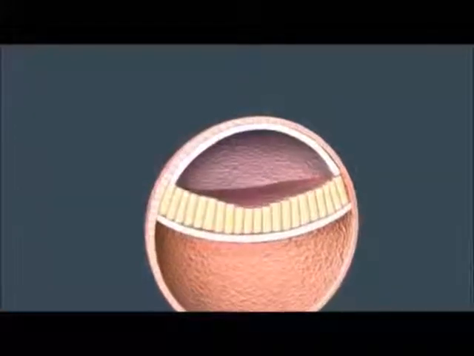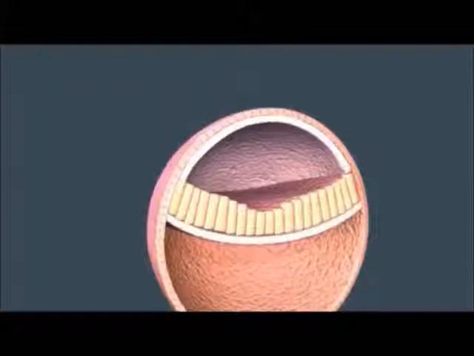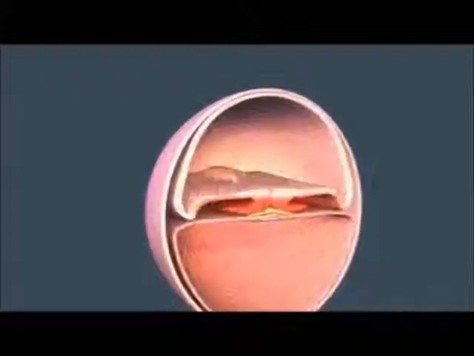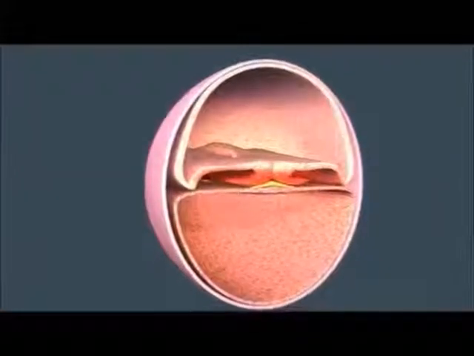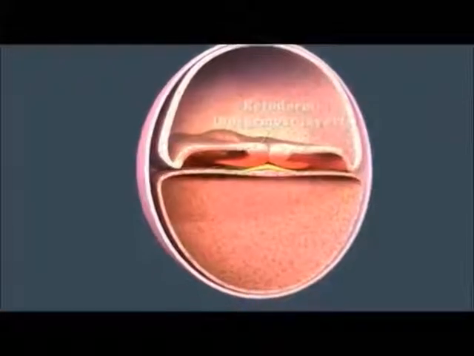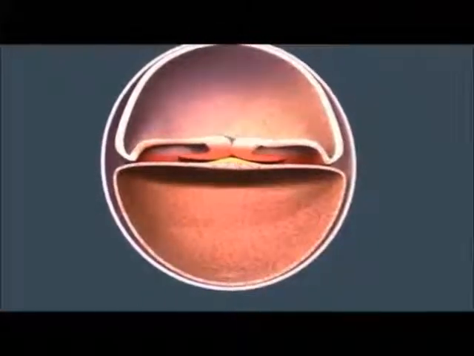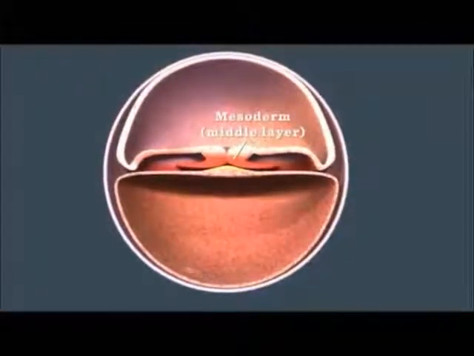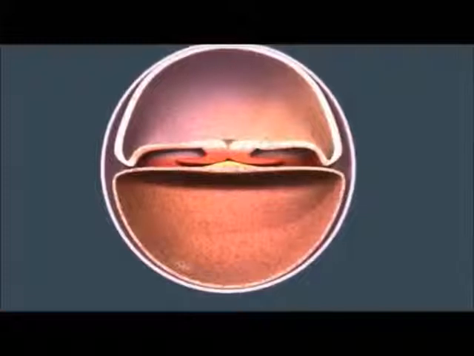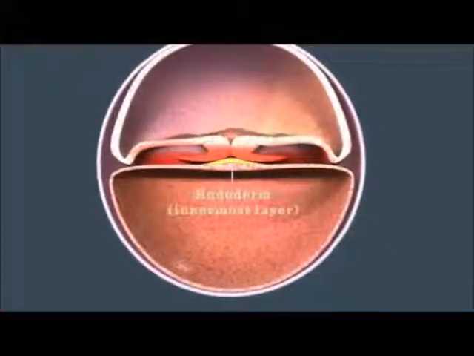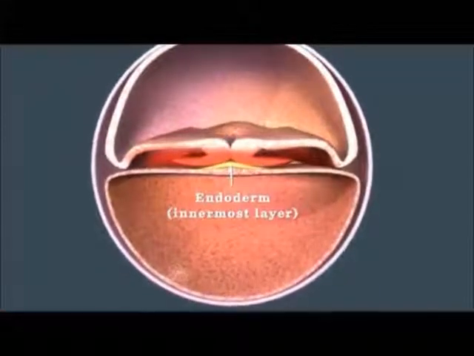The cylinder consists of 3 layers, which are ectoderm, mesoderm, and endoderm. The outermost layer, ectoderm, will form the brain, nervous system, and skin. Mesoderm will form the heart, bone, muscle, and reproductive system. Endoderm, which is the innermost layer, will form the intestine, lung, and other organs.